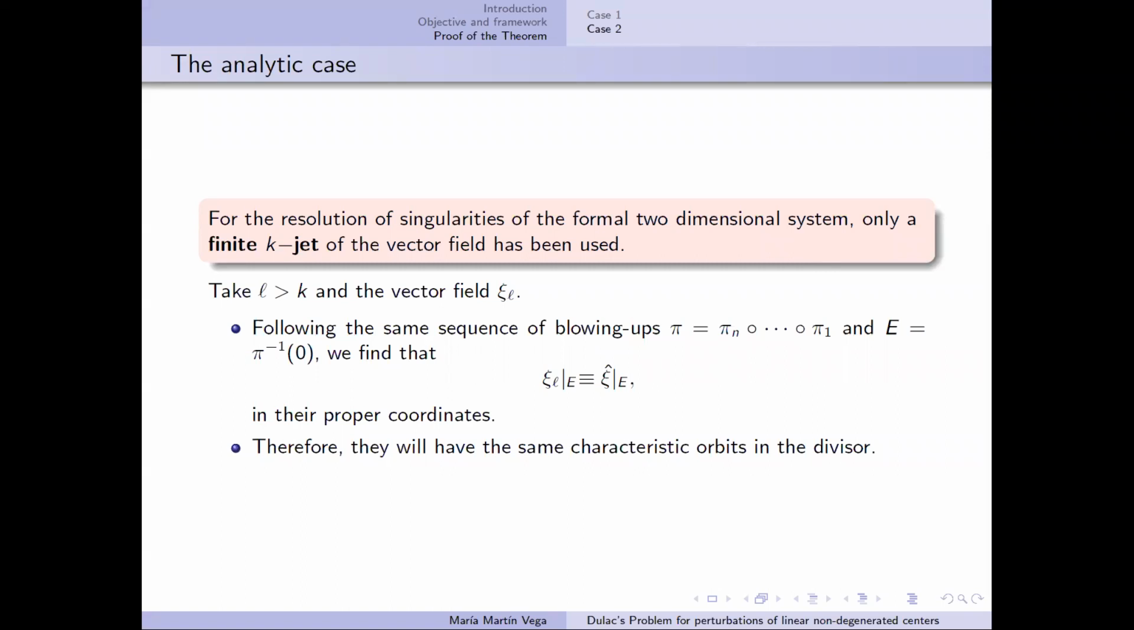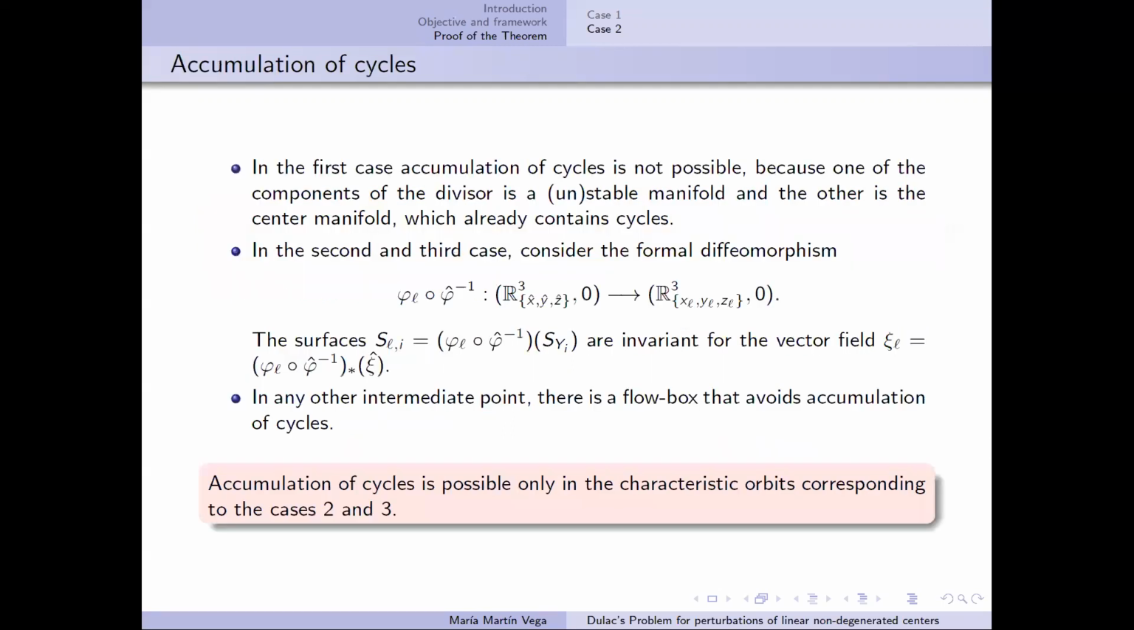As we could see, the resolution of singularities only used a finite k. So taking L to be greater than this k, we can follow the same sequence of blowing ups, but in the three-dimensional case, and find that the vector fields just in the divisor are exactly the same, each one in the proper coordinates. And therefore they will have the same characteristic orbits, and we can study the accumulation of cycles.